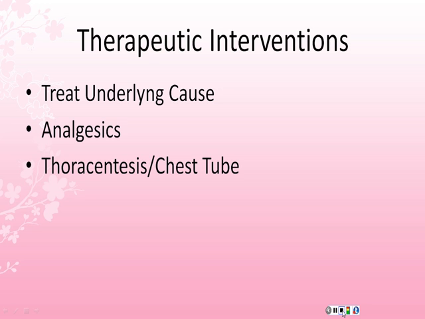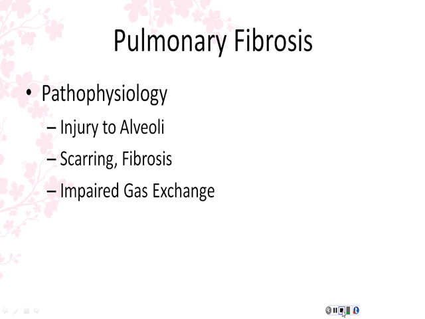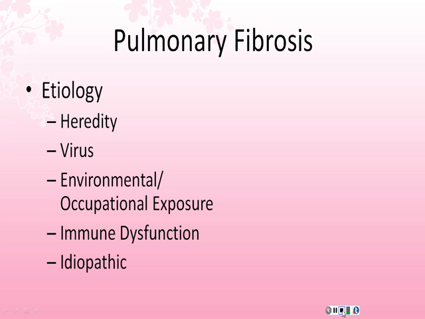Pulmonary fibrosis or interstitial lung disease is a group of disorders that cause injury, scarring, and then fibrosis of the lung tissue, which leads to impaired gas exchange. So the etiology can be hereditary. It also can be caused by smoking, viruses, environmental or occupational exposures like wood and metal dust exposures, immune dysfunctions or autoimmune disorders like lupus or rheumatoid arthritis. Often called idiopathic because fairly often no specific cause can really be found to the problem.